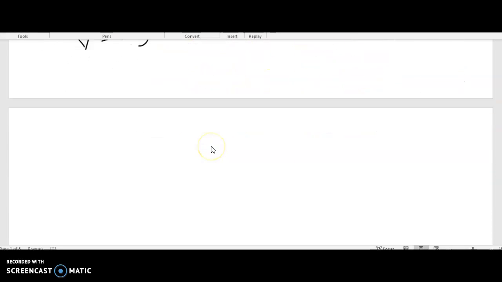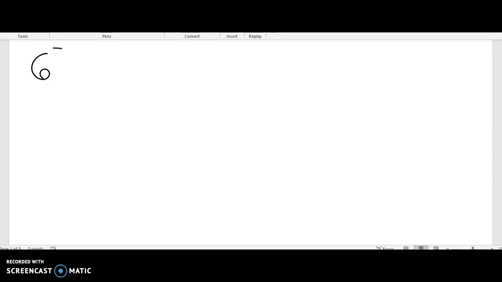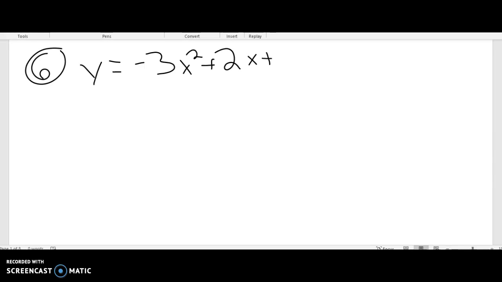All right, we've got one more example here that they give us in our monitoring progress, and this is example number 6. And they give us the equations. y equals negative 3x squared plus 2x plus 1. Then they also give us y equals 5 minus 3x.